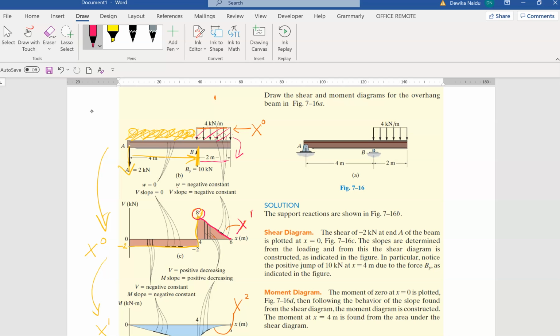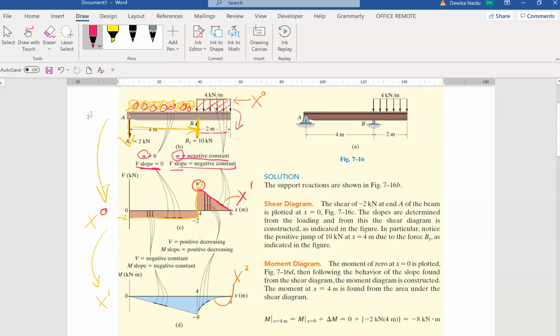That's the reason you see here W, the negative constant. It will be a negative constant slope. The W will be the slope. So here, there's no loading, 0 loading, nothing. So what will the slope be? 0, which is x order 0. Okay, so now, next, let's move on to the second part.